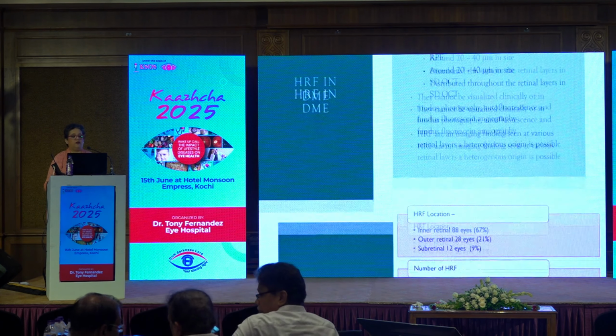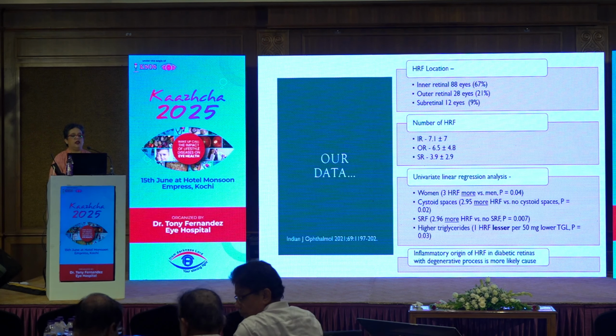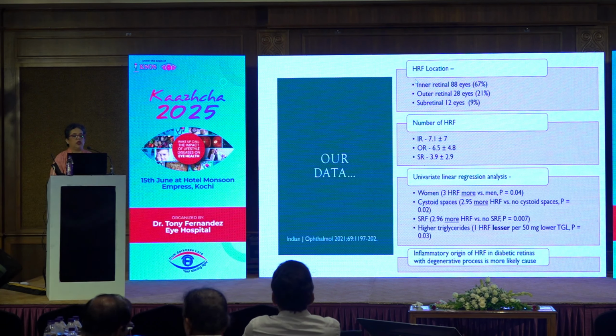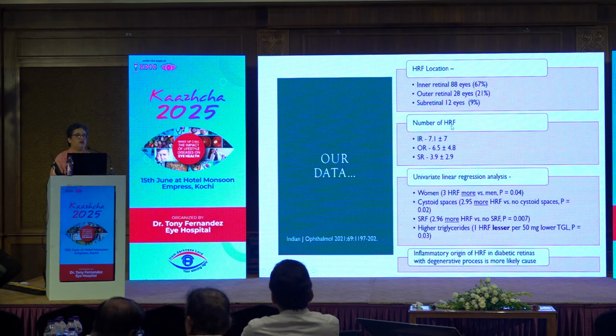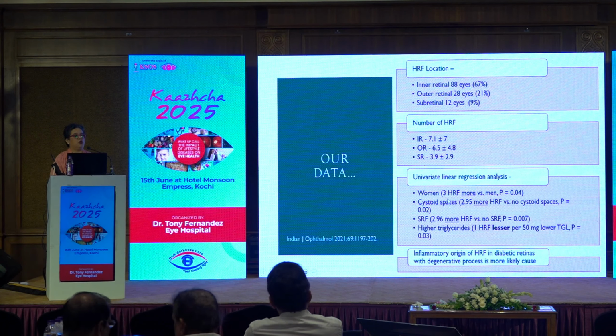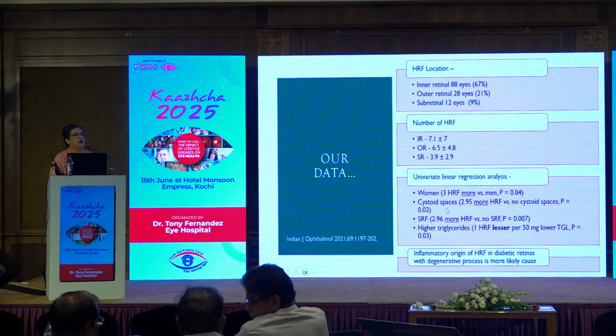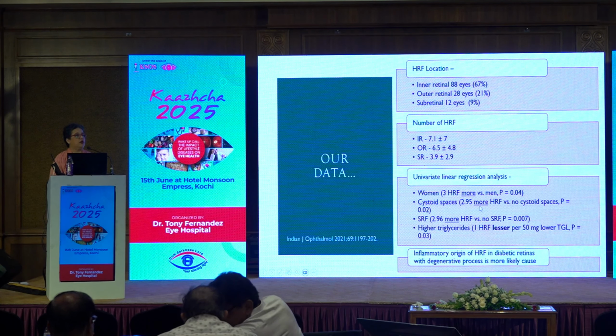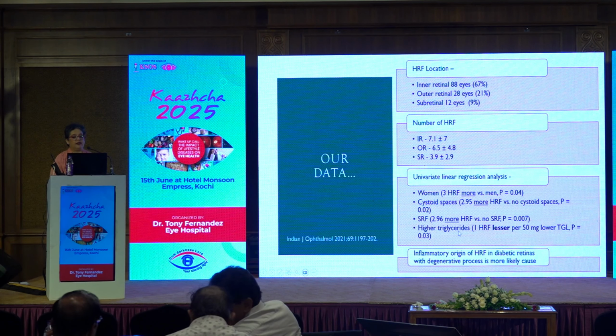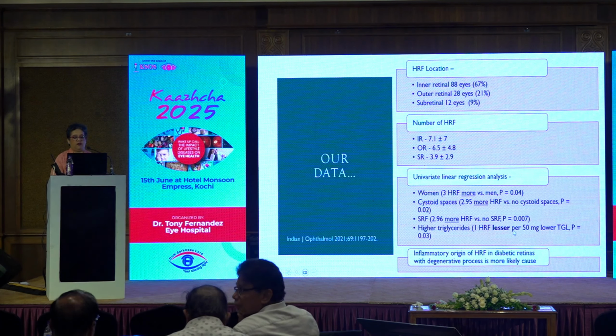And we did a study wherein we found that the inner retina was the most common location for the hyperreflective foci, and also the number of hyperreflective foci was more in the inner retina as compared to the outer. On regression analysis, we found that women were 3 times more likely to have hyperreflective foci. Those who had cystoid spaces had 2.595 times higher incidence, and with those who had subretinal fluid, there was a higher incidence. Interestingly, higher triglycerides correlated to lesser hyperreflective foci.